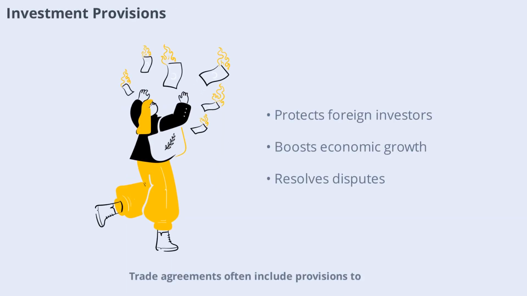Trade agreements often include provisions to protect and encourage investment between countries. These rules give investors confidence that their assets will be treated fairly and protected from unfair treatment or expropriation. Investment provisions can help attract foreign capital, create jobs, and boost economic development. They also set out procedures for resolving investment disputes, adding another layer of security for businesses.